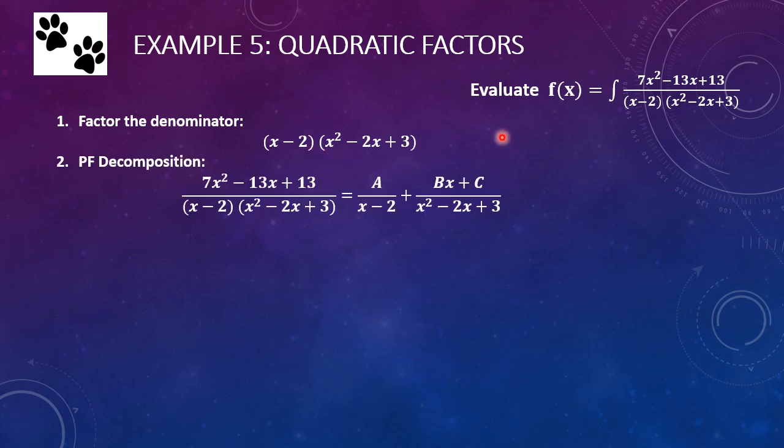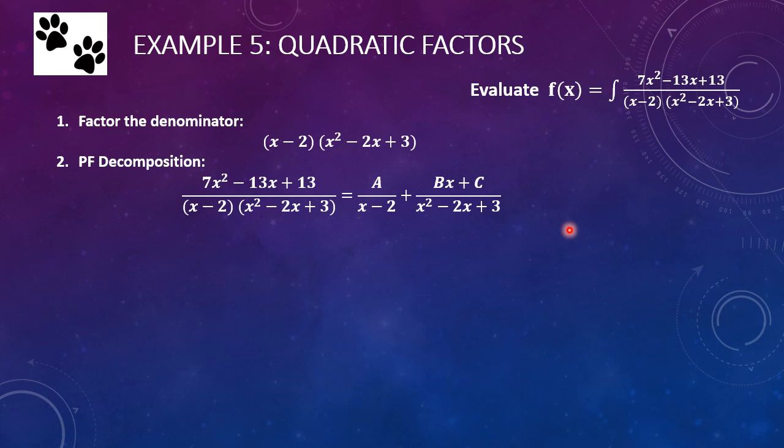The next step, of course, is to put it into partial fraction decomposition. Each of the factors is a denominator, so we have a over x minus 2, a linear factor, and then we have bx plus c over the quadratic factor. And remember, this is the form of partial fraction decomposition for quadratic factors, that there are 2 coefficients in the numerator, and it's of the form ax plus b, or any 2 coefficients.